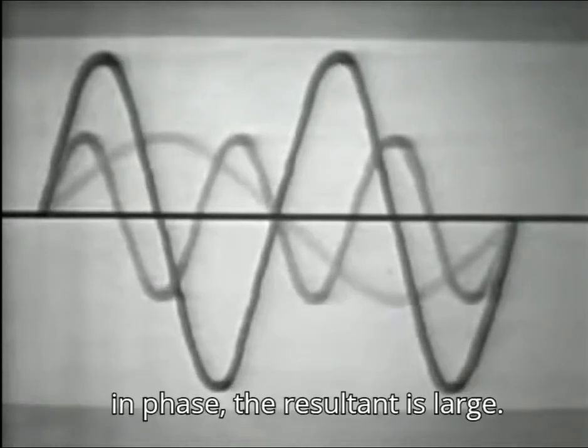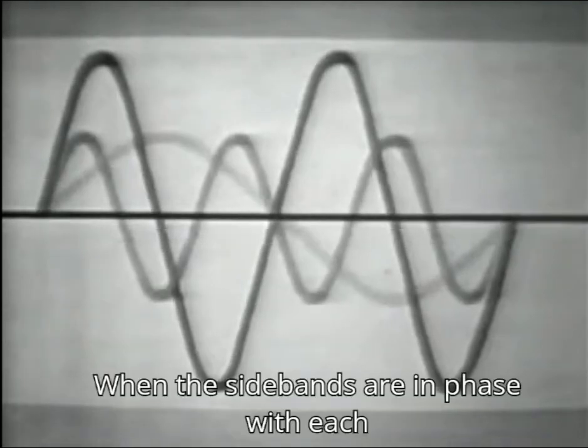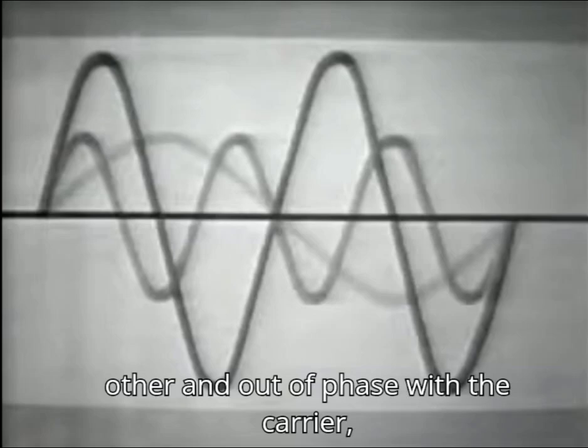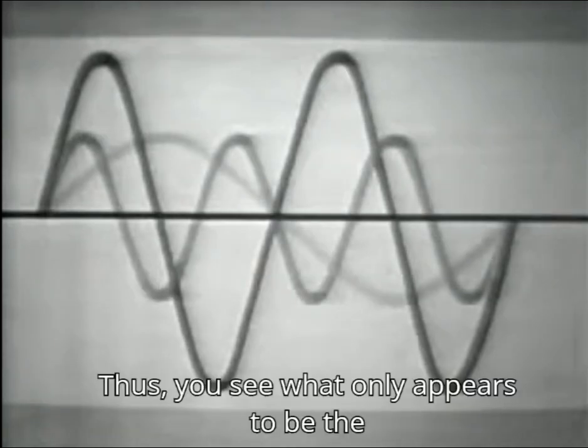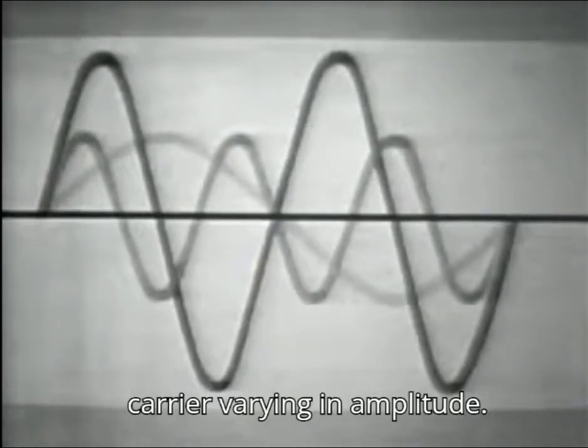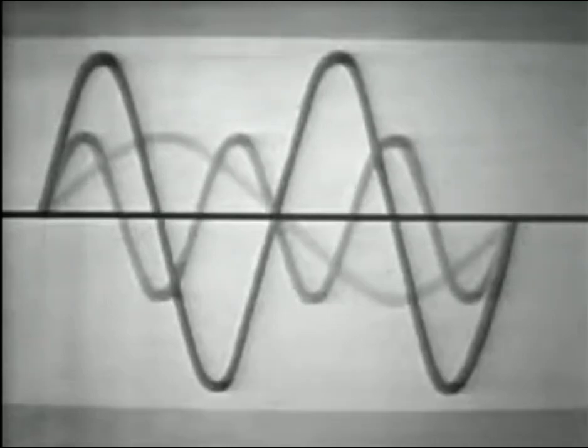It shows the instantaneous summation of these voltages. When all three are in phase, the resultant is large. When the sidebands are in phase with each other and out of phase with the carrier, the resultant is small. Thus you see what only appears to be the carrier varying in amplitude.